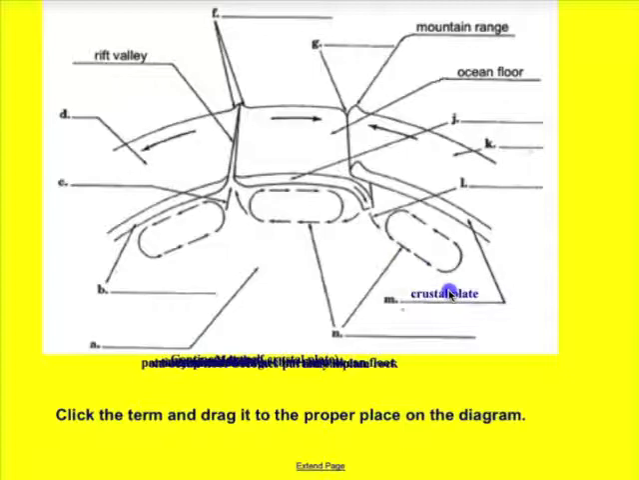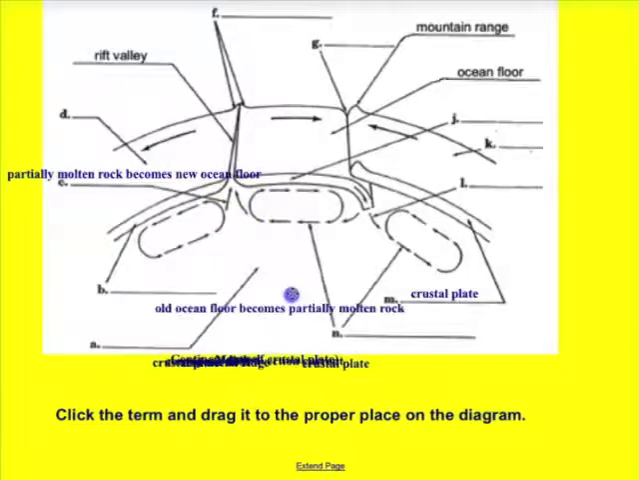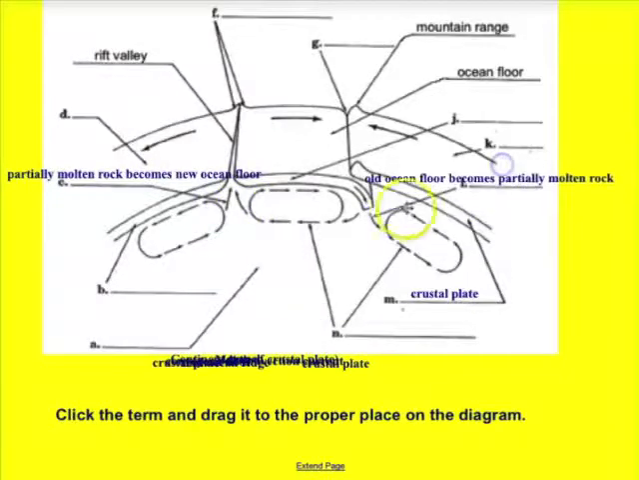So a crustal plate, I see there's a crustal plate right here. Pick up partially molten rock becomes new seafloor. I am going to put this, it doesn't fit, but I'm going to put it right here. Pick up the next one, old ocean floor. I'm going to put it right here because you can see it happening in this area. Crustal plate is right here because you can see it's part of the plate. Ocean floor, I already gave you one, so it's the opposite of that. It's right up here. Pick up the next word. The mantle is way down here because it's deep down.